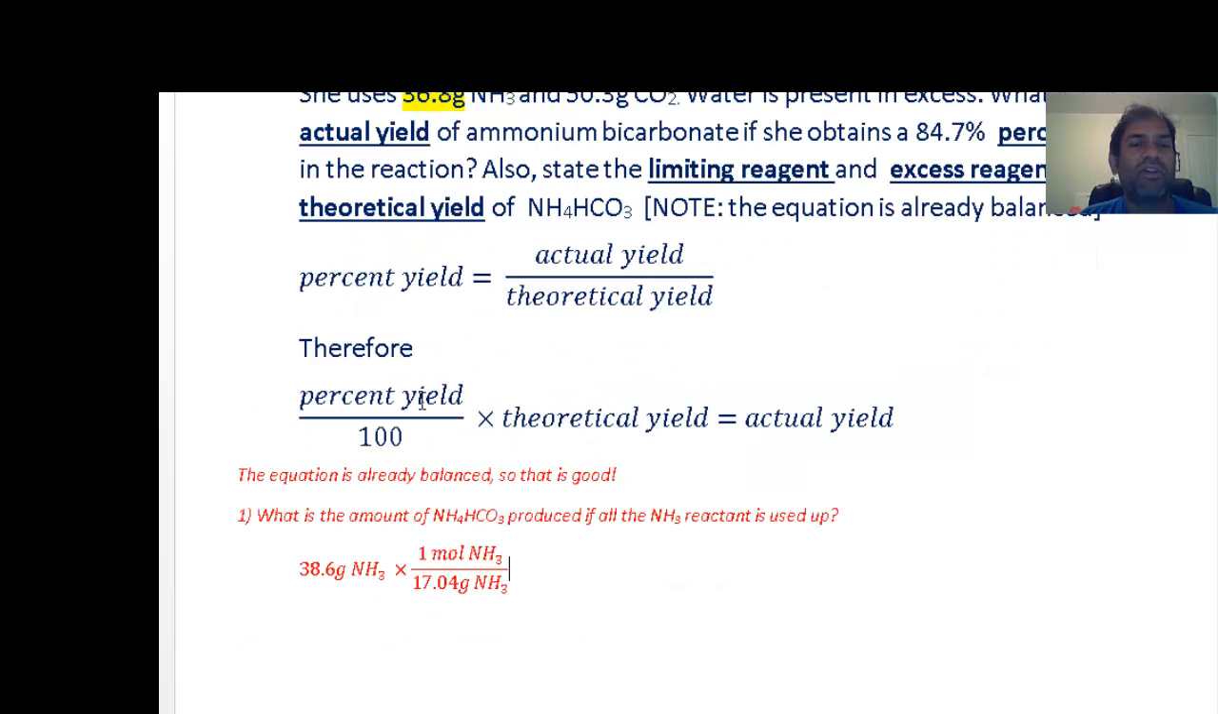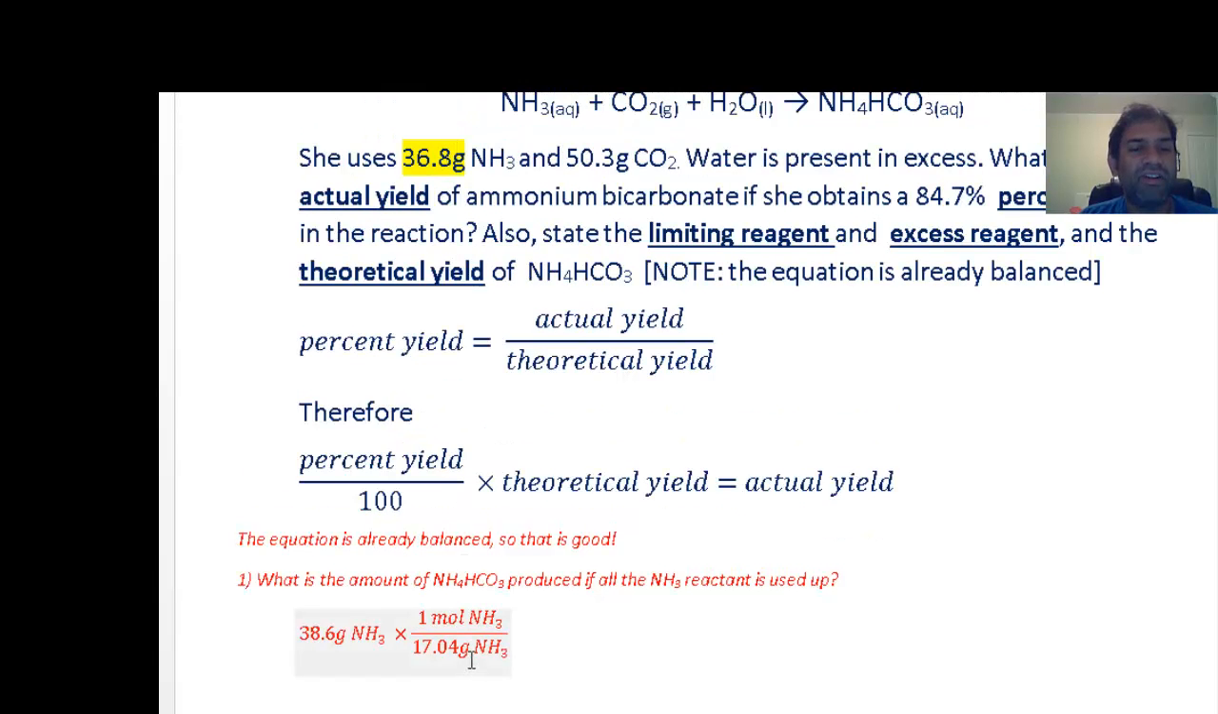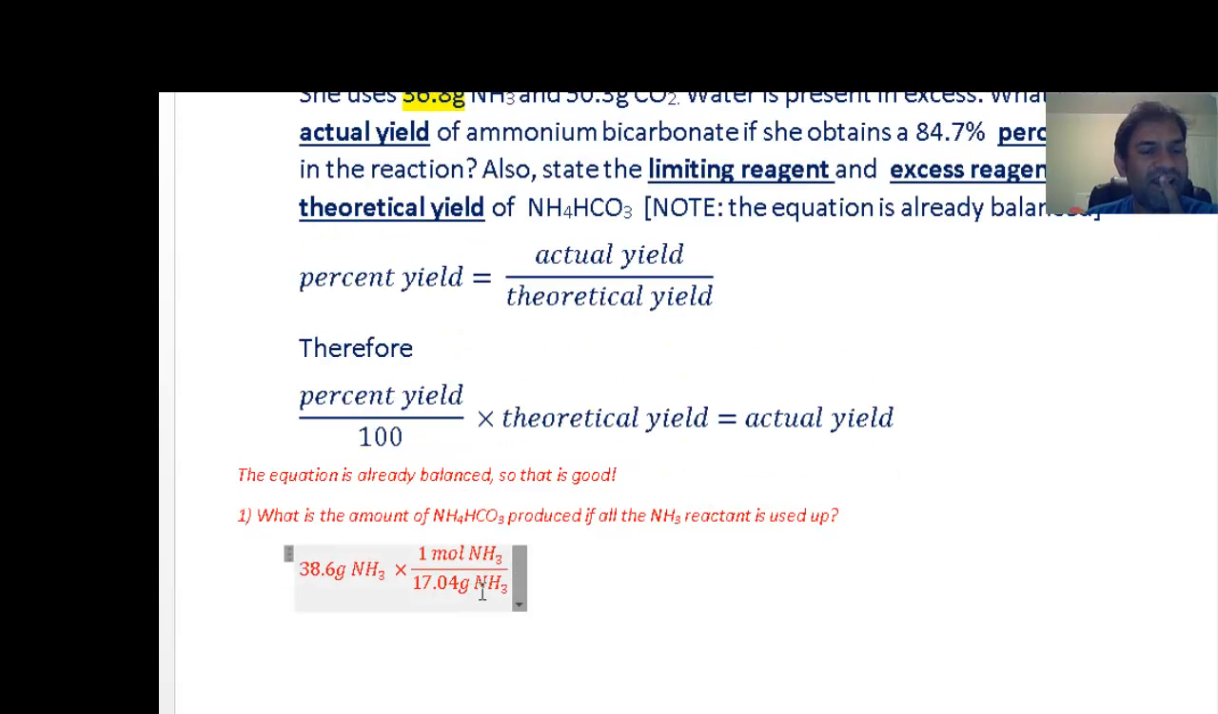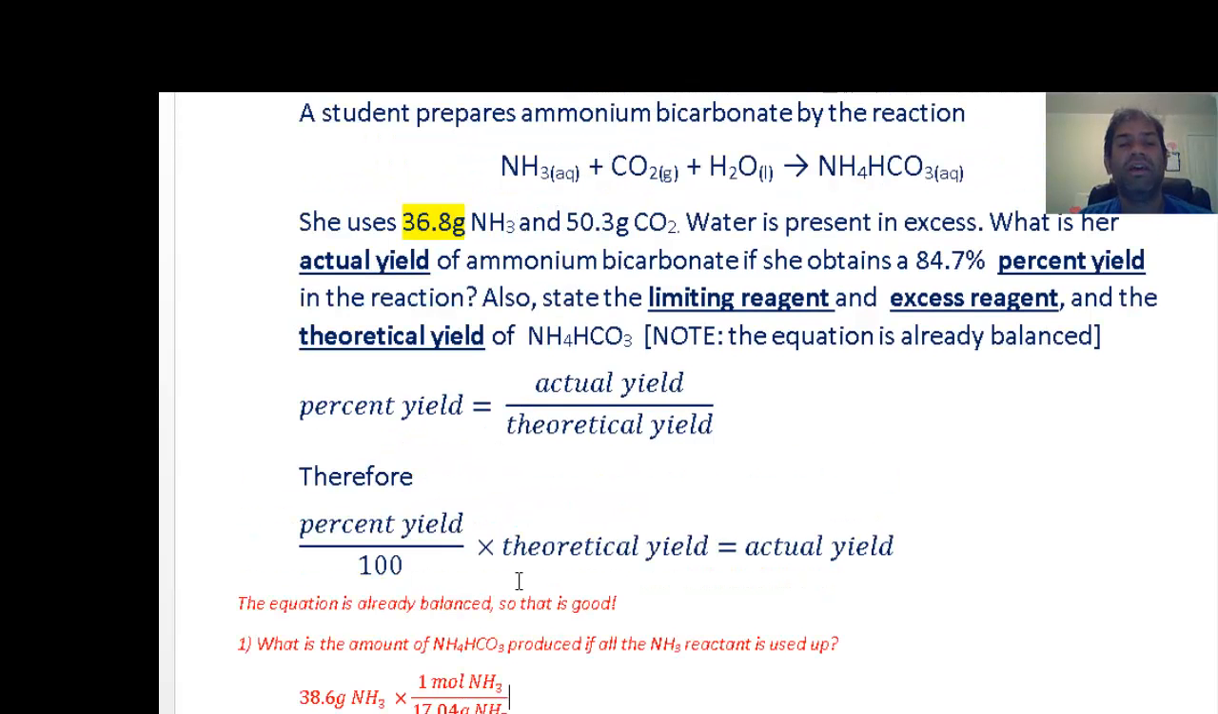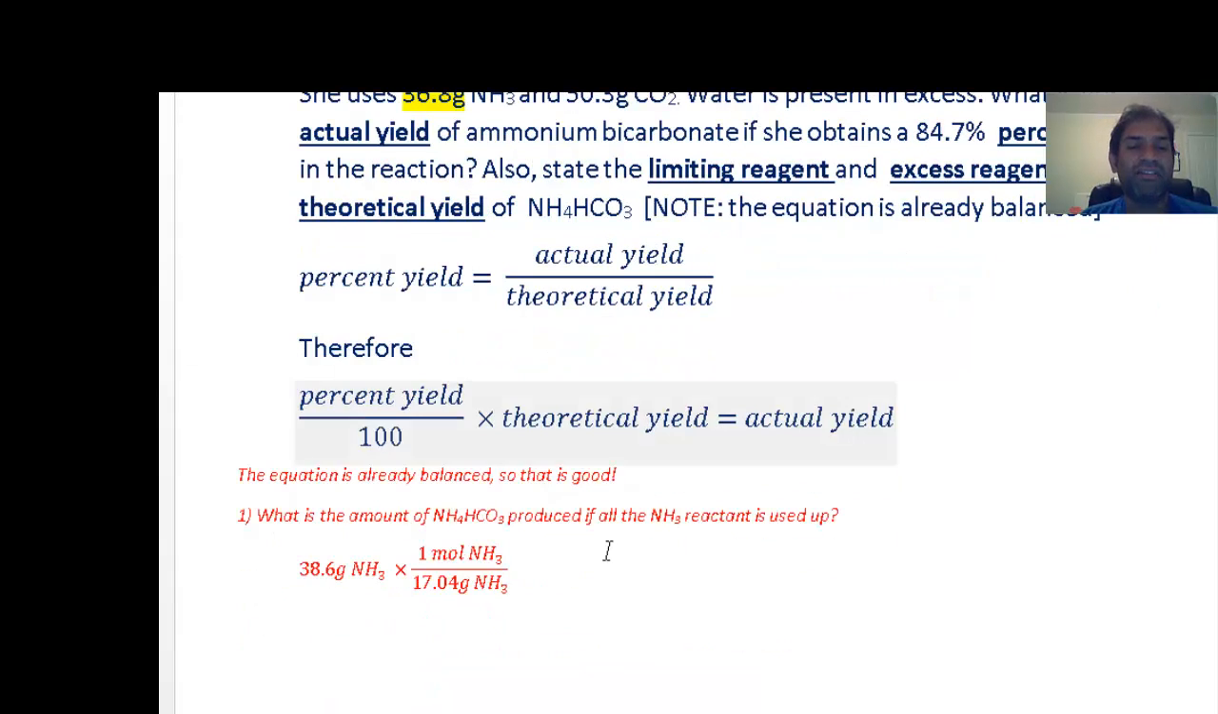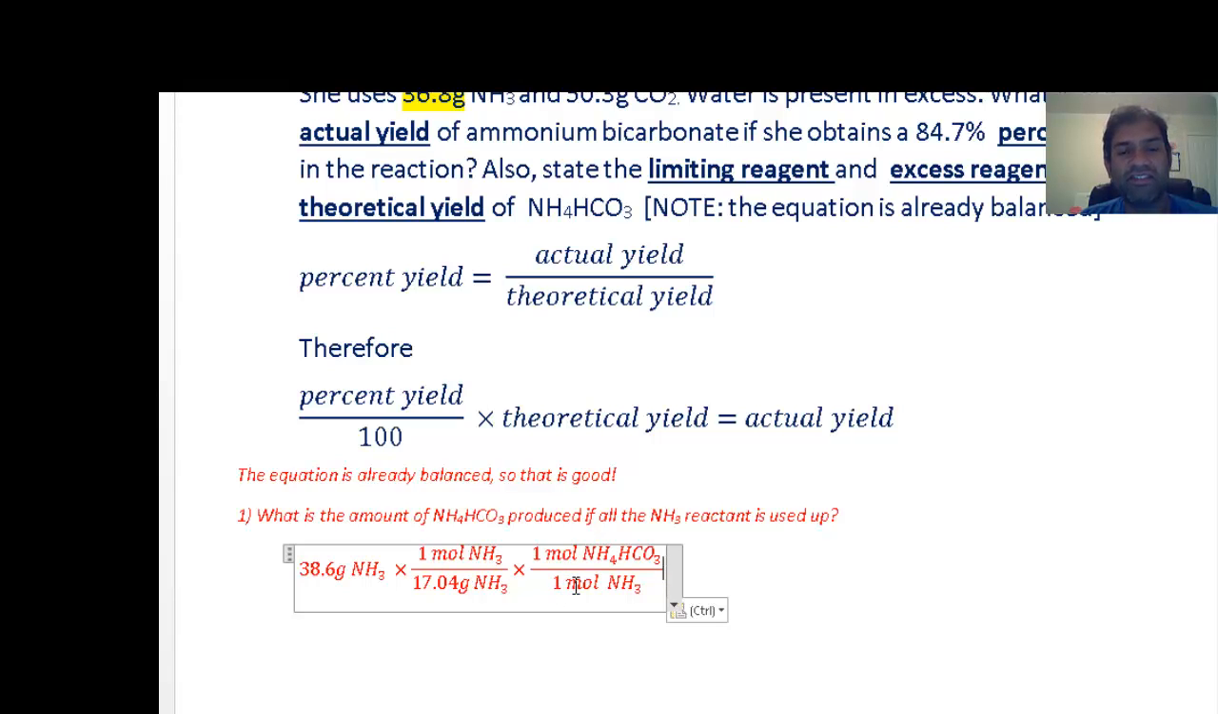So 36.8 grams of NH3, let's convert it to moles. Using the periodic table, I got a molecular weight of about 17.04 grams of NH3 per 1 mole. Yours may be a little bit off here and there. Now let's do the mole-mole relationship based upon the coefficients of the balanced chemical equation. For every 1 mole of NH3, there's 1 mole of ammonium bicarbonate, so it's a 1-to-1 ratio. Notice how the moles of NH3 will cancel out with the moles of NH3, and the grams of NH3 cancel out with the grams of NH3 here.